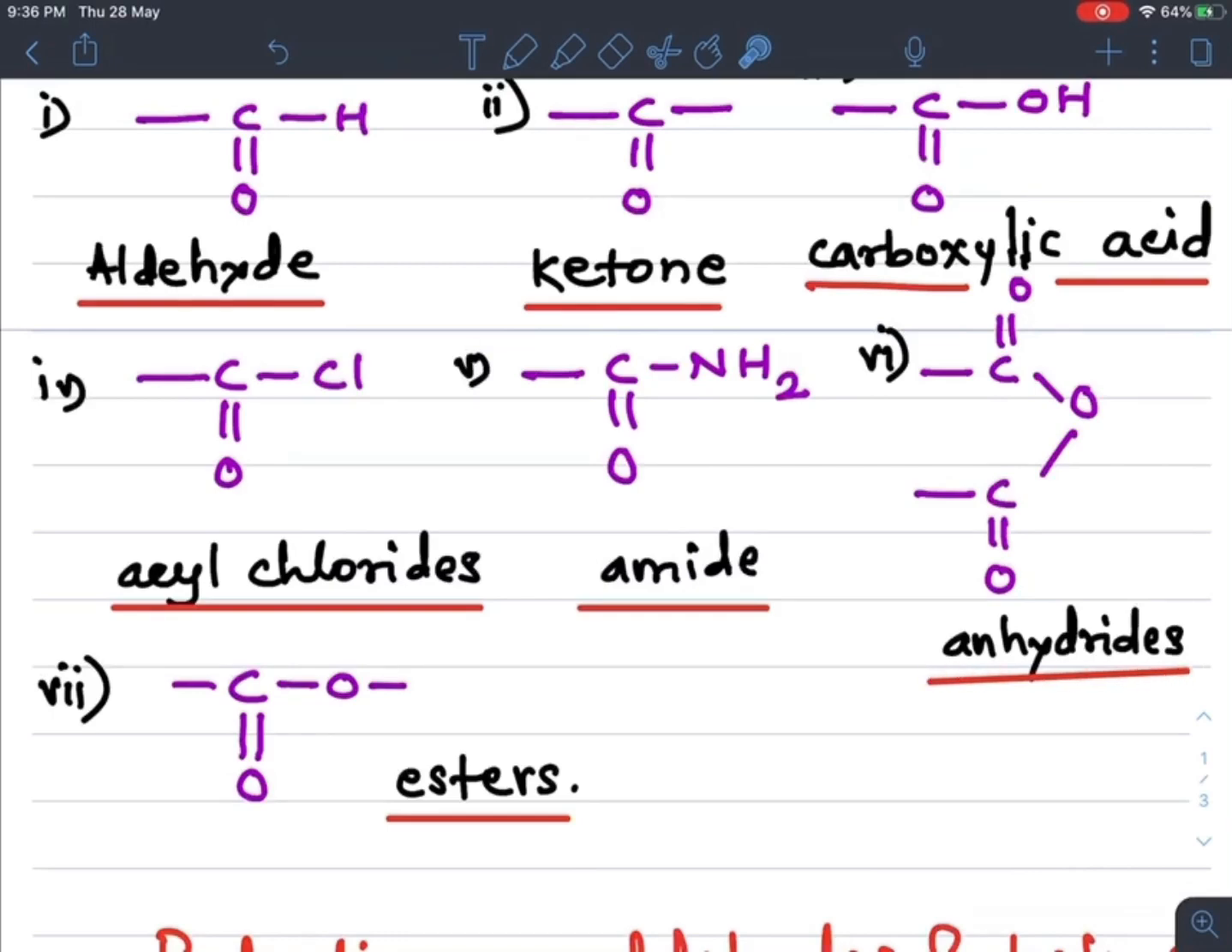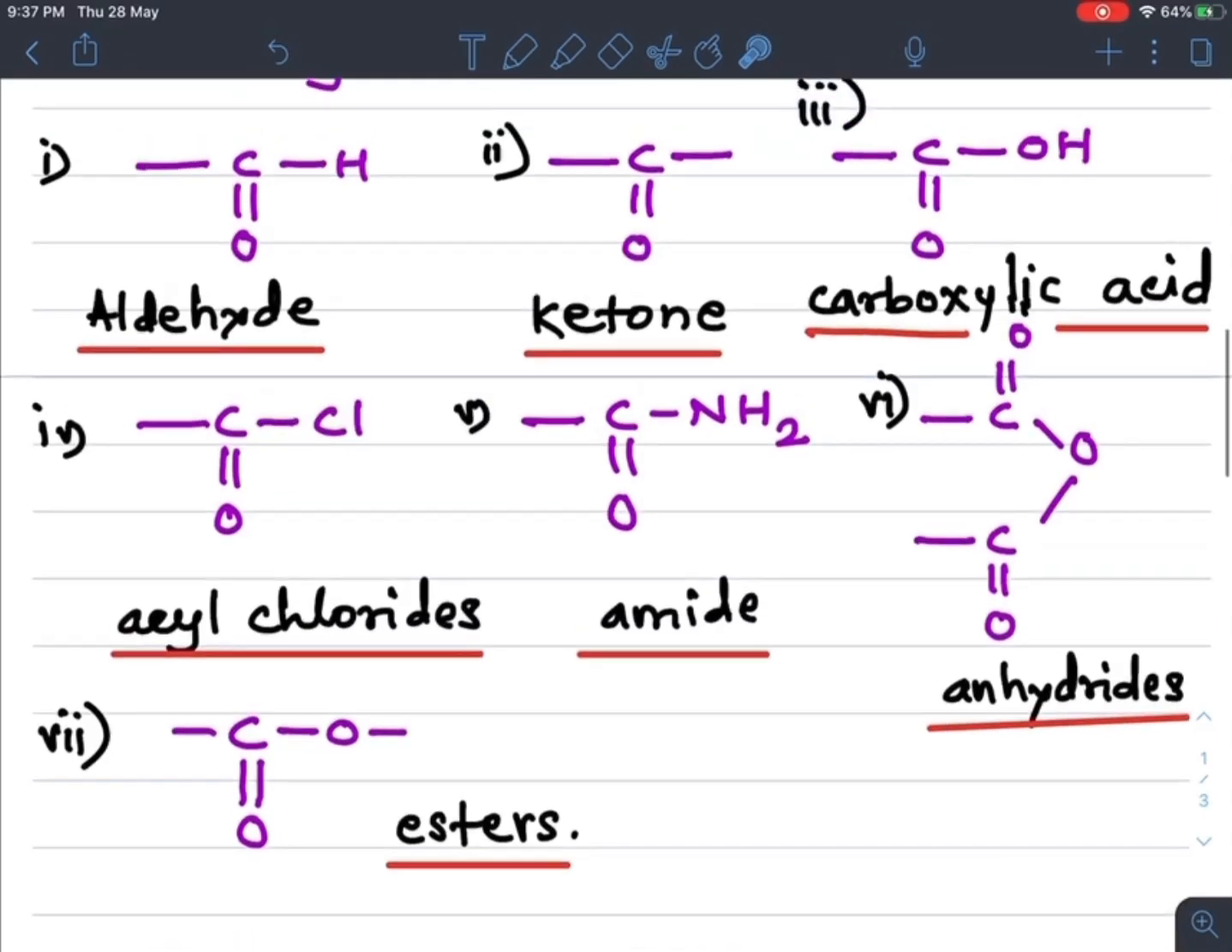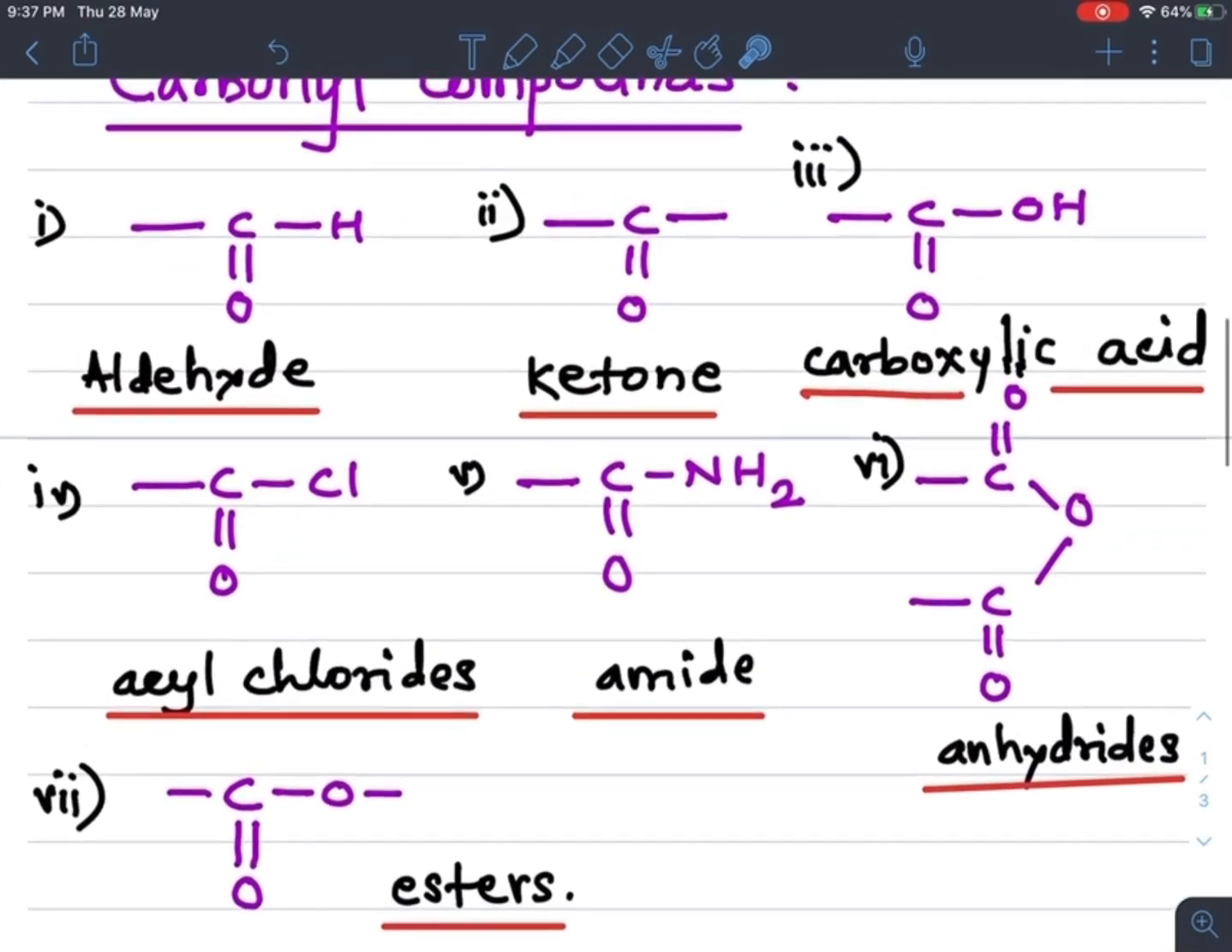Anhydrides, so anhydride is nothing but C double bond O, O, C double bond O. These anhydrides also contain the CO group, and that's why this is also an example of a carbonyl compound. One more example is esters. The ester functional group is COO, here also the C double bond O group is present, and that's why these are all examples of carbonyl compounds.